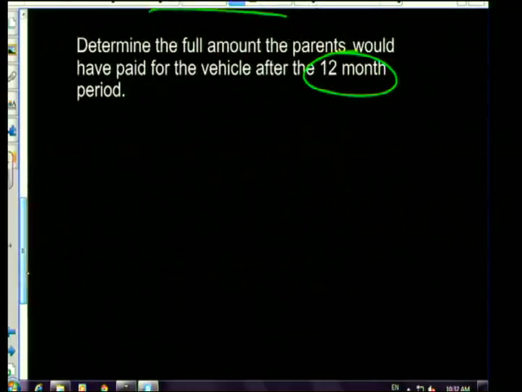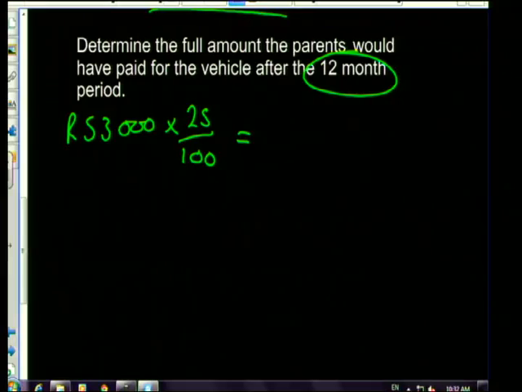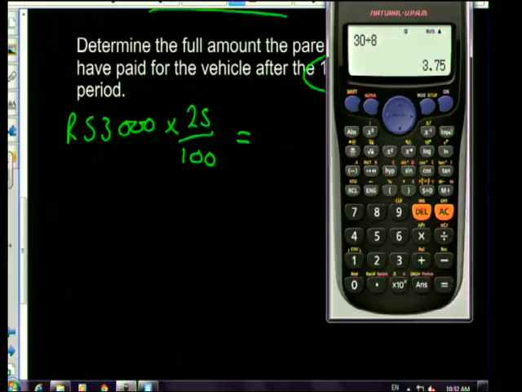Well, we know our car costs 53,000 Rand, so the parents are taking 53,000 Rand and finding 25% of it. And they know that's the amount they've got to pay up front before Devin can drive his car out of the garage. So we're going to take our calculator and say, right, let's find 53,000, and we're going to multiply that by 25%.